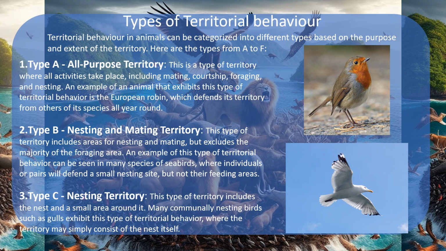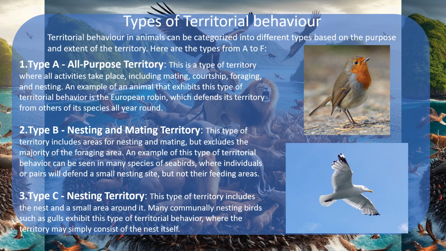Type B, nesting and mating territory. This type of territory includes areas for nesting and mating, but excludes the majority of the foraging area. An example of this type of territorial behavior can be seen in many species of seabirds, where individuals or pairs will defend a small nesting site but not their feeding areas.